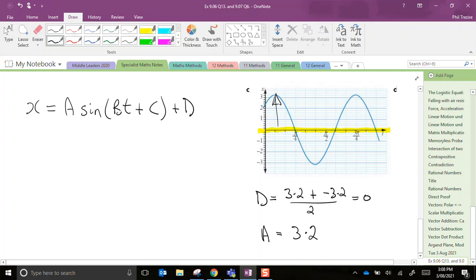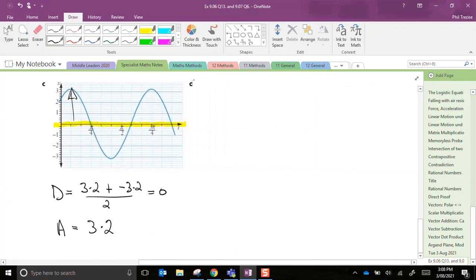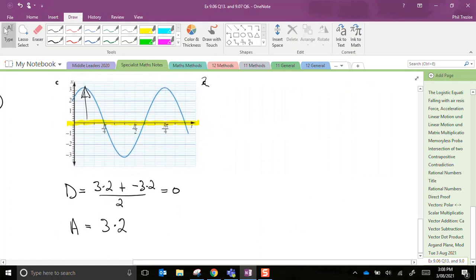How about B? Well, B isn't exactly the same as the period, but B is related to the period. I'm just going over here where I've got some space. I must have grabbed that when I did my screen shot of this graph. So B equals 2 pi divided by the period.